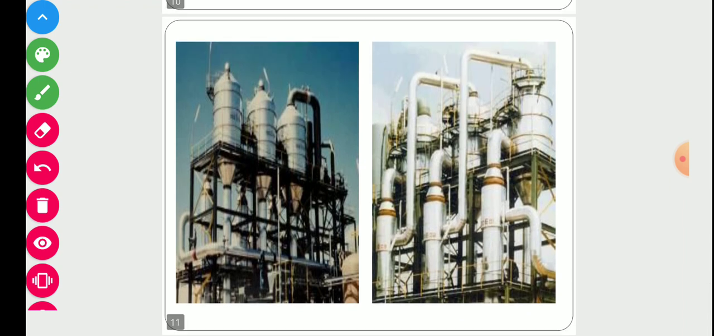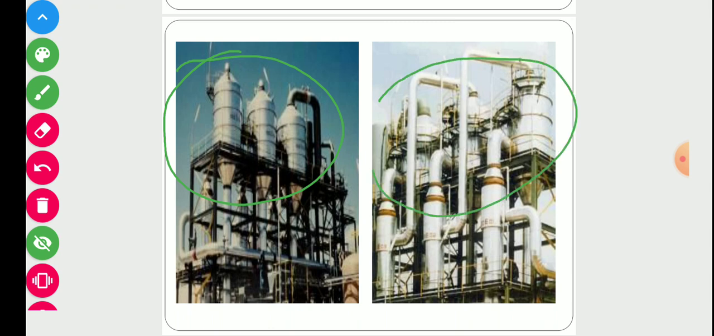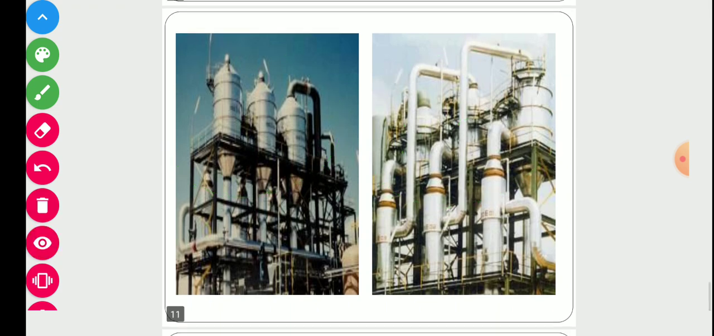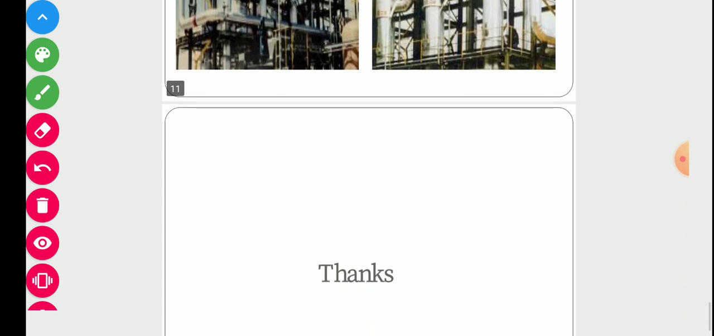So this is a real picture of an evaporator. Here you can see there are three units. So this is a three effect evaporator, and here you can also see this is also a three effect evaporator, in which we have three evaporator units. So this is all about evaporator effects.